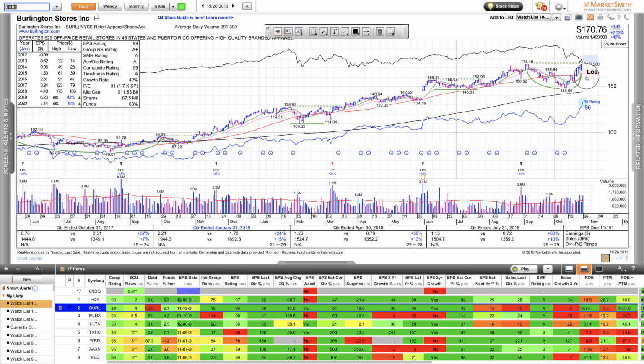This is forming a base, and blue dot on the RS line. RS line's coming up nicely. So money has come into this. Okay, you've had a couple of pocket pivots here.